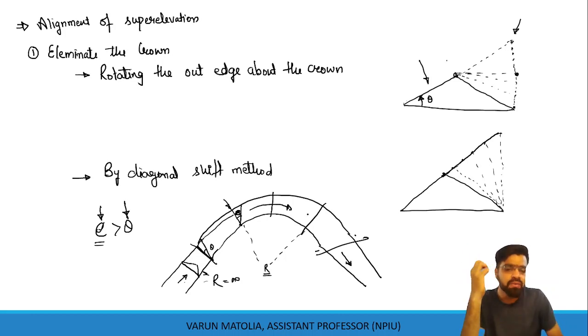And as long as we remain in this curve, the slope of the pavement is this E. And while we move on to the straight track, the transition will change the slope from E to theta again. So this is how transition is provided.